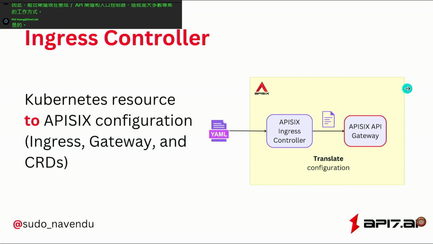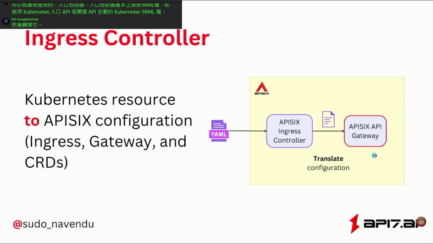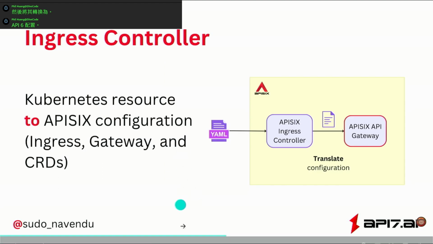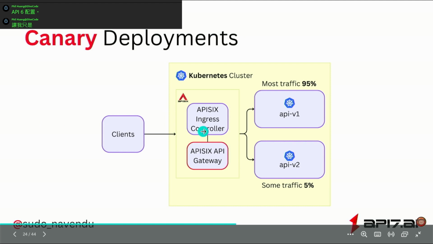Like I mentioned, the ingress controller basically takes in the Kubernetes YAML file, which is defined using the Kubernetes Ingress API or the Gateway API, and then converts it to the APISIX configuration. Let me just show you a demo.